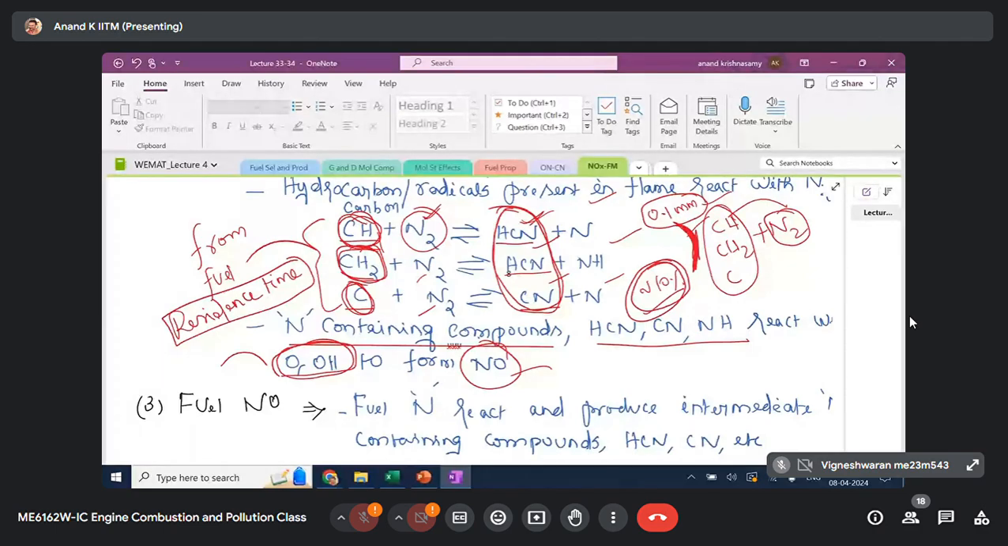Why is the flame in IC engines so thin? I've given a typical dimension here, 0.1 mm, which is 1/10 of a mm. Because of the thin flame, the time available for chemical reaction to take place within the flame, which is called residence time, is too short. Because of the shorter residence time, the contribution of prompt NO is only 10%, as indicated here.